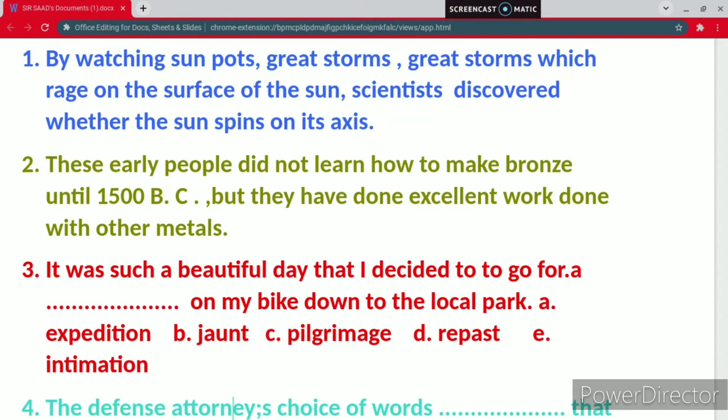So it was such a beautiful day that I decided to go for. So you have a clue: bike down to the local park. So we have a clue to complete this one. I have discussed that we have a word jaunt, which means a short journey. So our correct option is jaunt.